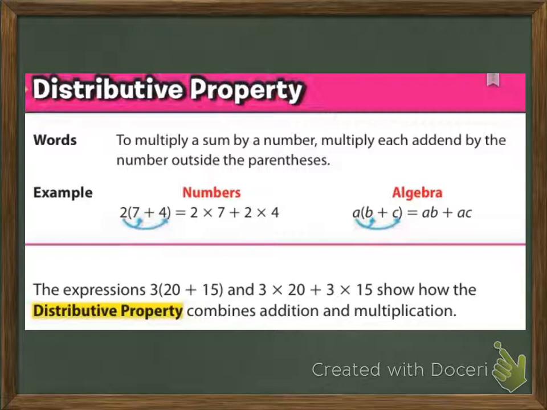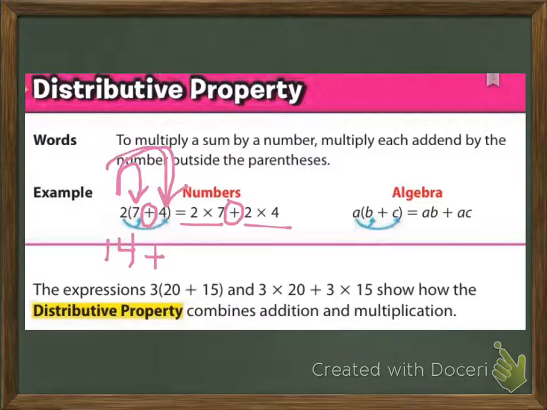All right, so distributive property says to multiply a sum by a number, multiply each addend by the number outside the parentheses. So what we're talking about here is doing the rainbow. They do it underneath. I like to do it over top. So it would be like saying, okay, we're going to do 2 times 7, which is represented here, plus 2 times 4, which is represented right here. So 2 times 7 would be 14, plus 2 times 4 would be 8. And so 14 plus 8, 22.